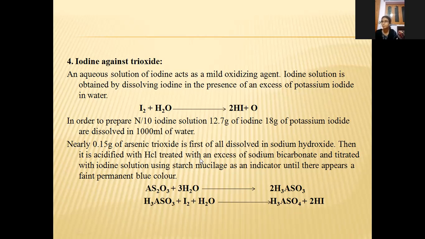In the reaction, As2O3 is the arsenic trioxide. When it reacts with a water molecule, we get arsenous acid. When arsenous acid reacts with iodine and water, we get arsenic acid and two hydrogen iodide molecules. So this is about iodine against arsenic trioxide, and these are examples involved in redox titration.